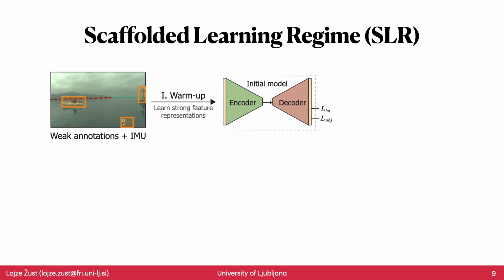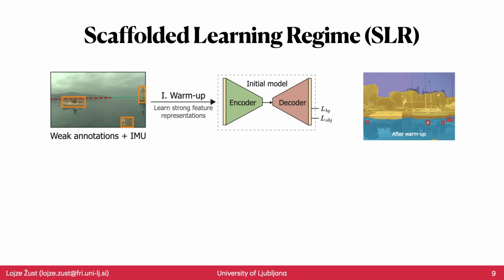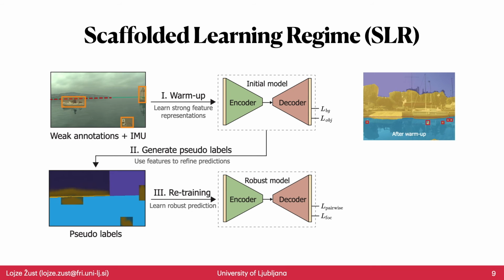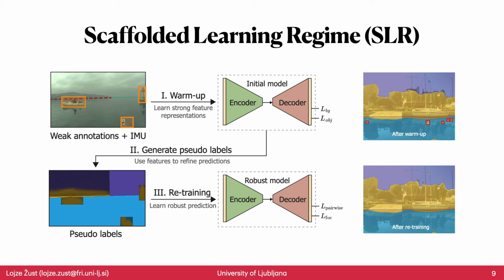In the first, warm-up step, we train the initial model using a combination of object-wise and background-wise training objectives. The initial model learns strong feature representations, but is overconfident in its predictions. We thus propose an introspection step that refines the model predictions using strong features and produces pseudo-labels. Finally, pseudo-labels are used to retrain the model with robust prediction capabilities. For additional details of SLR, please refer to the paper.